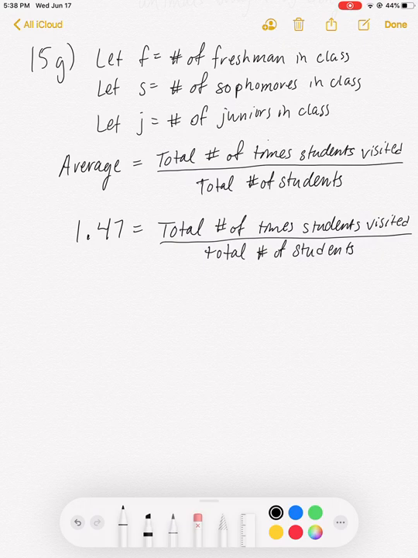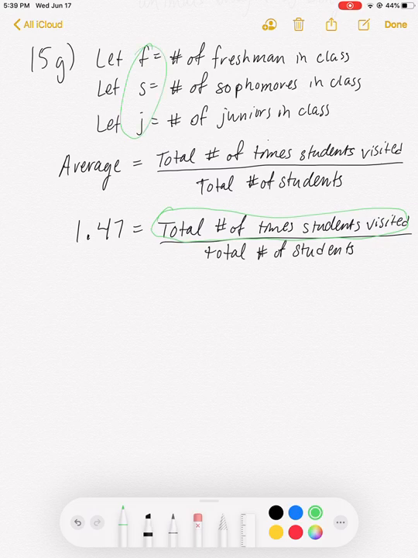Now our goal is to get the total number of visits, which is the top number here. This is what I want. That's the number I want. I need to express the variables as well.